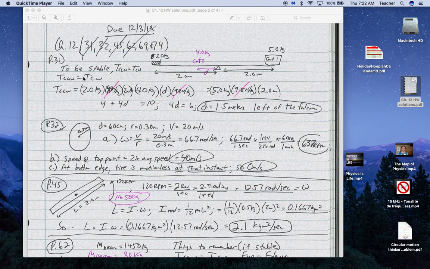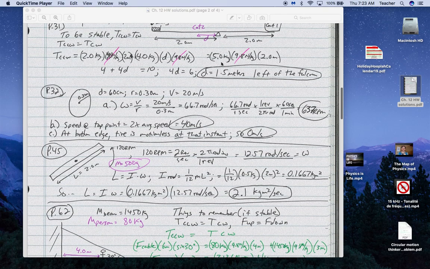When you solve that with torque counterclockwise equals torque clockwise, you get that this distance d is 1.5 meters. So you should probably clarify and say that that is 1.5 meters to the left of the fulcrum. Key aspect to remember is things are always measured from where you choose the fulcrum when doing torque problems.